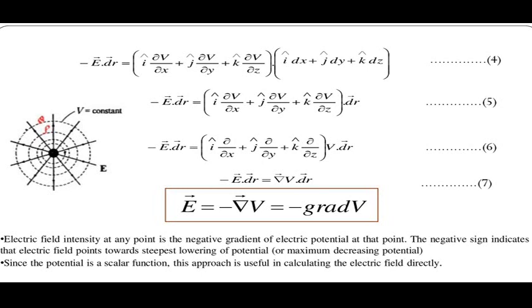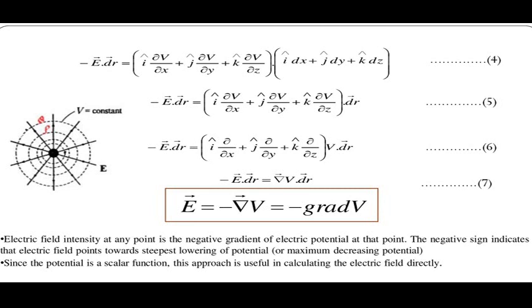For the details in how this term is expanded, you can watch my previous lectures. Now the first term on RH side is nothing but gradient of potential V. So on substituting the values, we come to equation number 7. In equation number 7, we can see minus E dot dr is equal to gradient of V dot dr, or we can finally write E equal to negative gradient of V, or we can say electric field intensity at any point is the negative gradient of electric potential at that point.